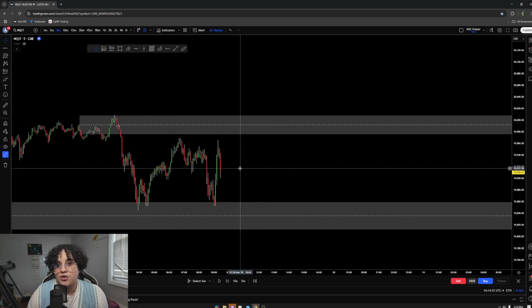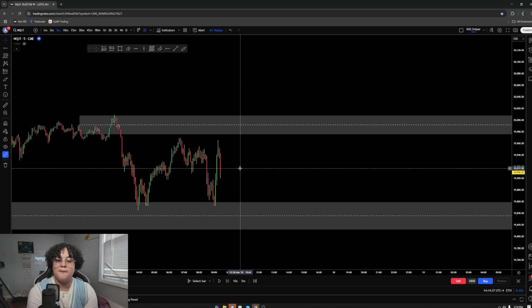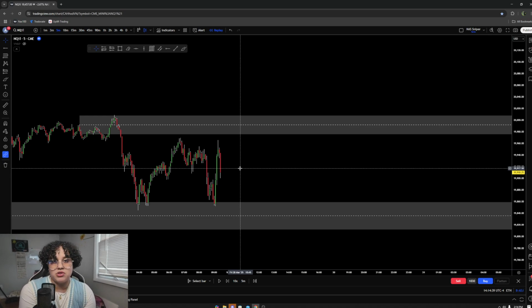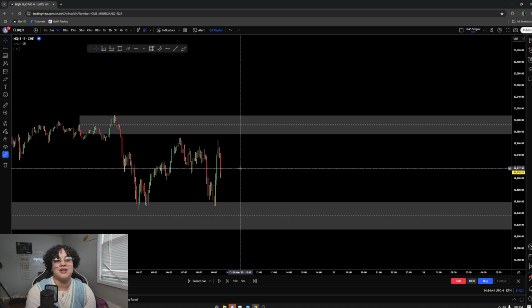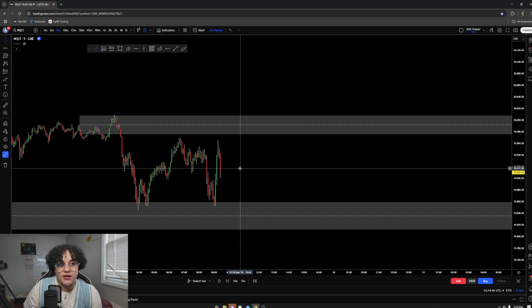And this day I thought it was going to be a choppy day because the first 30 minutes were choppy, and then after the 10 a.m. news it chose its direction, right? But for me at least, it's very simple because I don't have to guess where the market is going. I just have to wait for the market to tell me what to do.